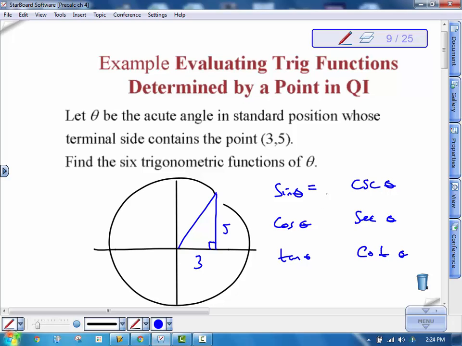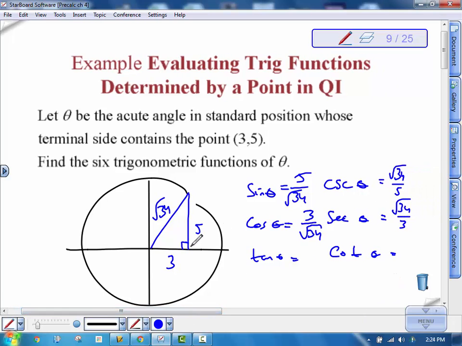Okay, so to find sine, we're going to do opposite over hypotenuse, so we need the Pythagorean theorem to find the hypotenuse, which is square root of 34. So sine would be 5 over the square root of 34, and then just flip that for cosecant. And then cosine is adjacent over hypotenuse, which is 3 over the square root of 34, and flip that for secant. And then tangent is opposite over adjacent, 5 over 3, flip that for cotangent, 3 over 5.